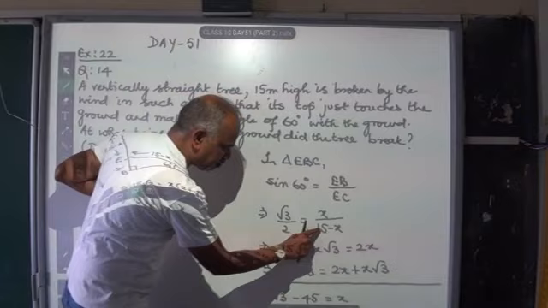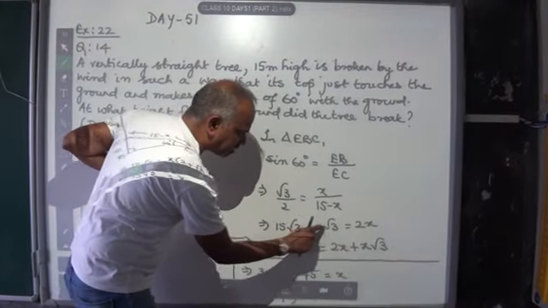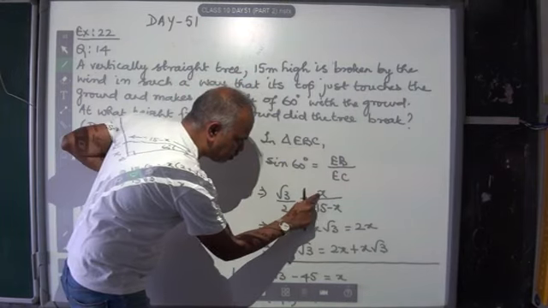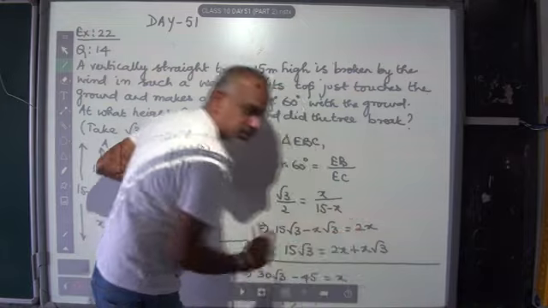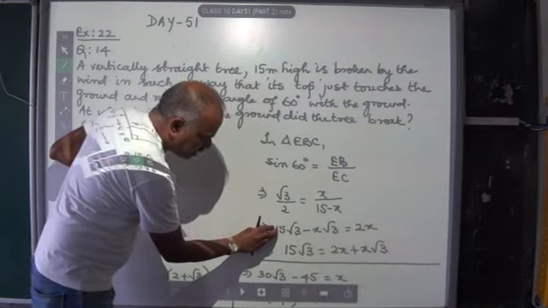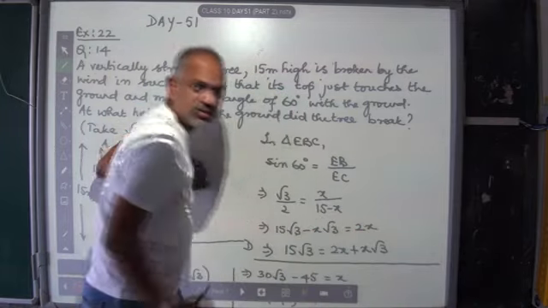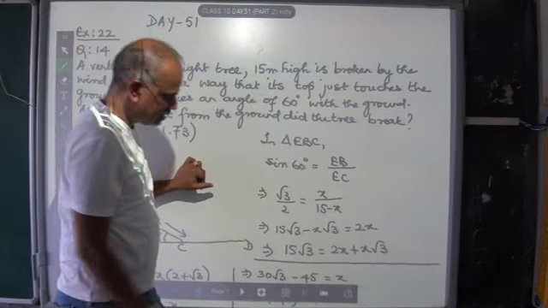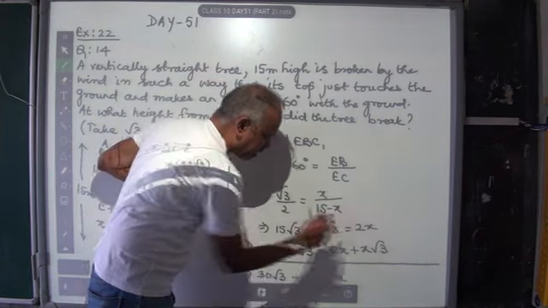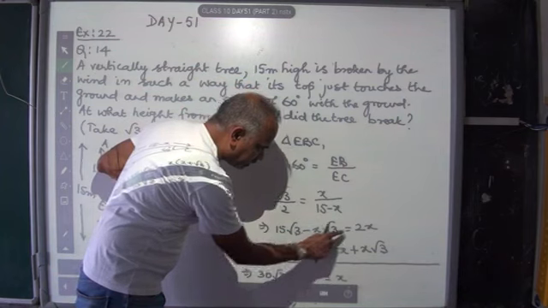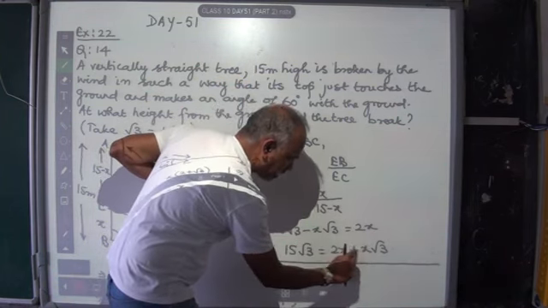That's root 3 into 15 is 15 root 3, and root 3 with minus x is minus x root 3. And multiply the 2 with the x on the other side, that's equal to 2x. Okay. So now what we are going to do is, there is an x term here, there is also an x term here. You're going to group both the x terms together. So I'm going to keep 15 root 3 on the same side and shift this to the other side. So 15 root 3 is equal to 2x was already there, and this goes that side, becomes plus x root 3.